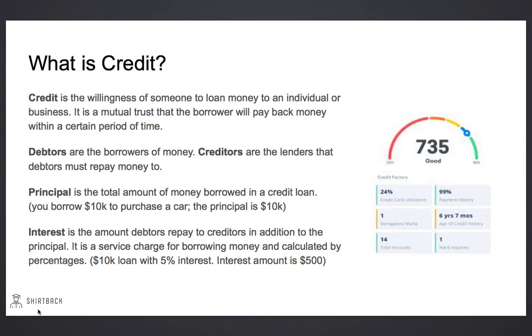Interest is the amount of money that debtors repay in addition to the principal. It's a service charge for borrowing money, and it's calculated on a percentage basis. For example, in our $10,000 car loan, if it has 5% interest, the amount of interest we would repay is $500. It's $10,000 times 5%.